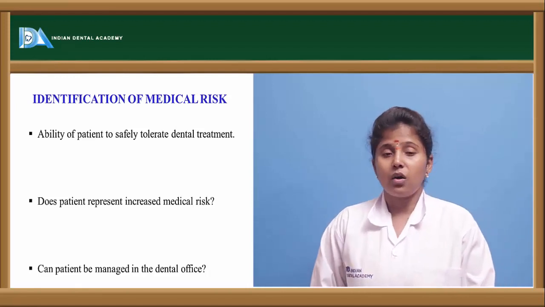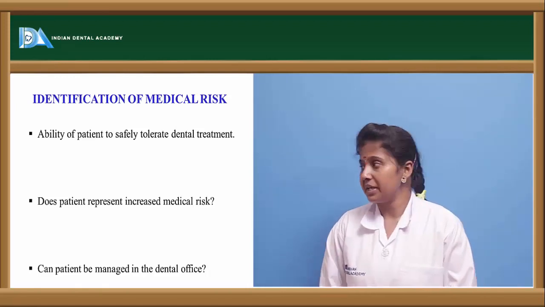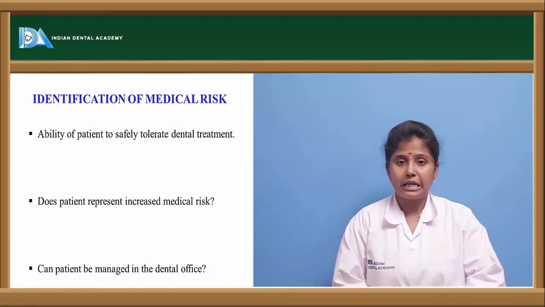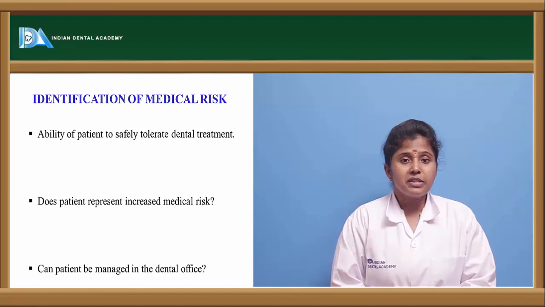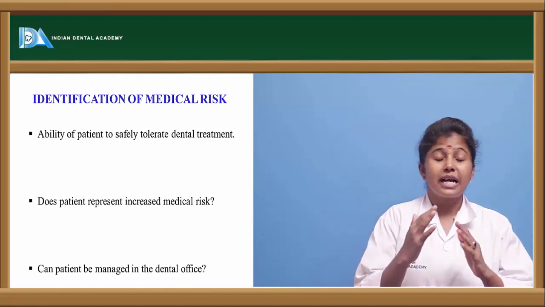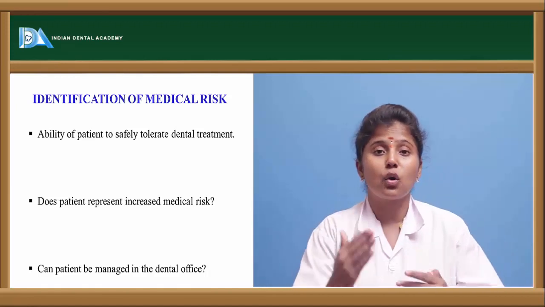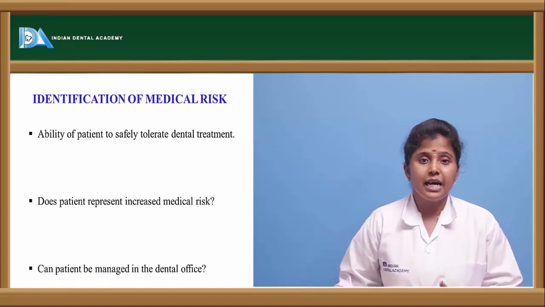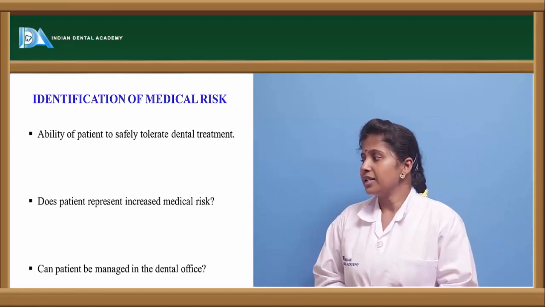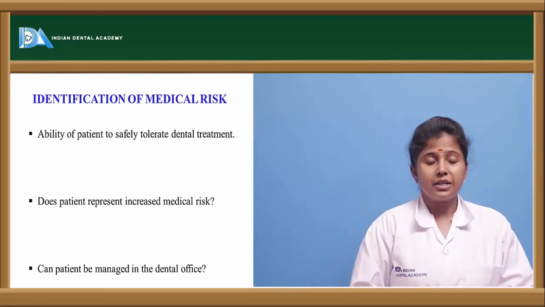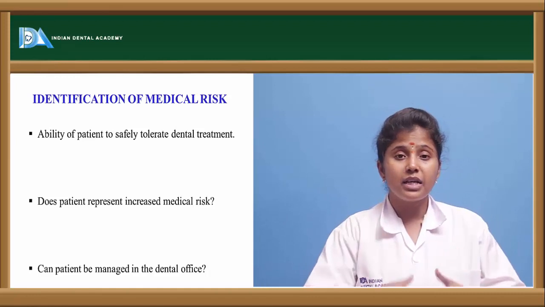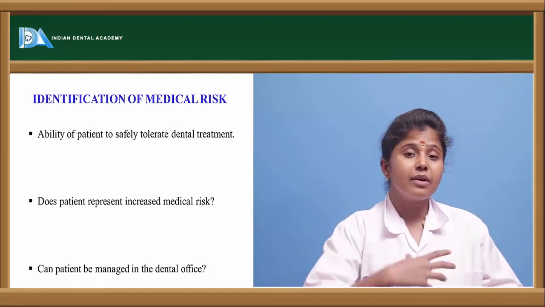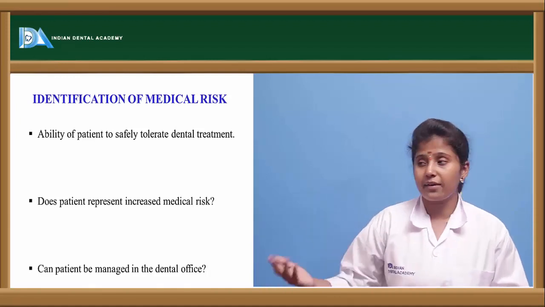Identification of medical risks. How can we identify the person is having medical risk? So, ability of the patient to safely tolerate dental treatment. If a person is coming to the dentist, then he has to be able to tolerate the treatment which is given. If he is not able to tolerate, then he is at high risk for that dental treatment. And does a patient represent increased medical risk? So if we give that treatment, whether the patient can tolerate it or whether he is having more chances of that risk. So we have to identify that.